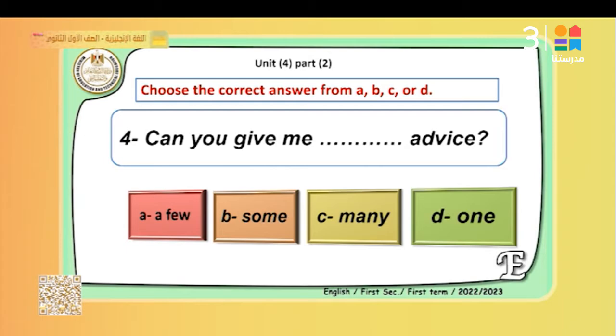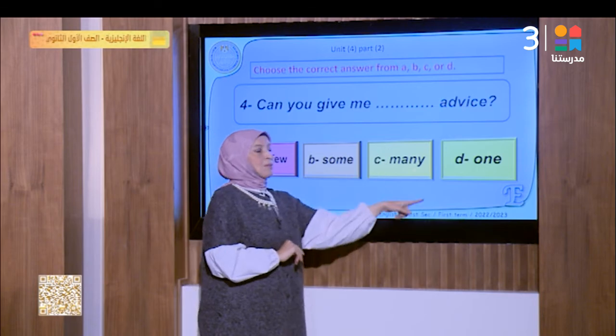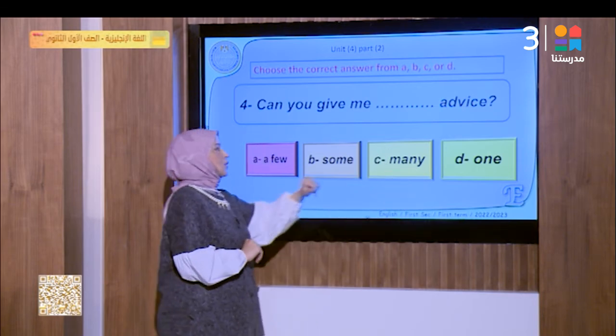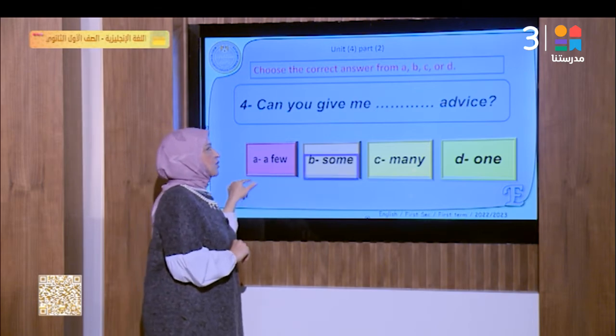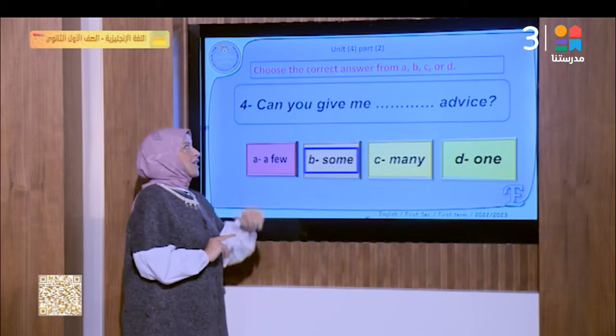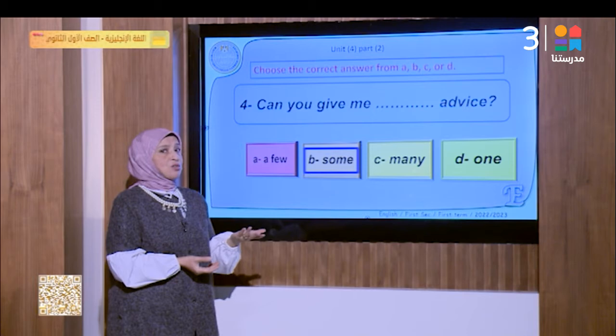Question number 4. Can you give me advice? Do you remember the word advice? Is it countable or uncountable? Can we make it plural? Of course not. So it's uncountable. So can you give me a few advice, some advice, many advice, or one advice? Of course, we cannot use many because many is with countable. Again, one and a few are with countable too. So here we have some advice. Can you give me some advice? And here it's a request. I ask you for a favor.